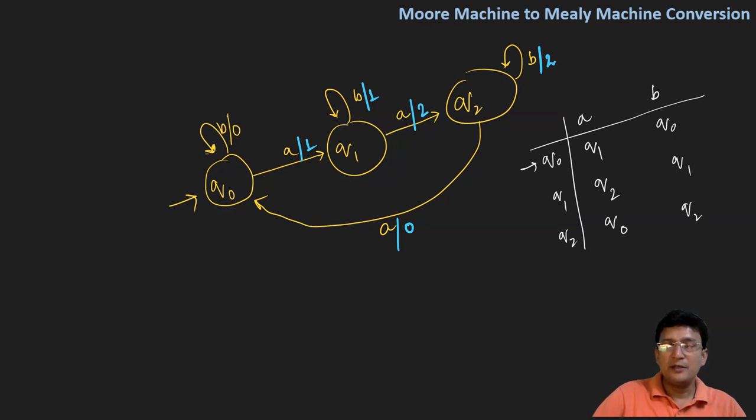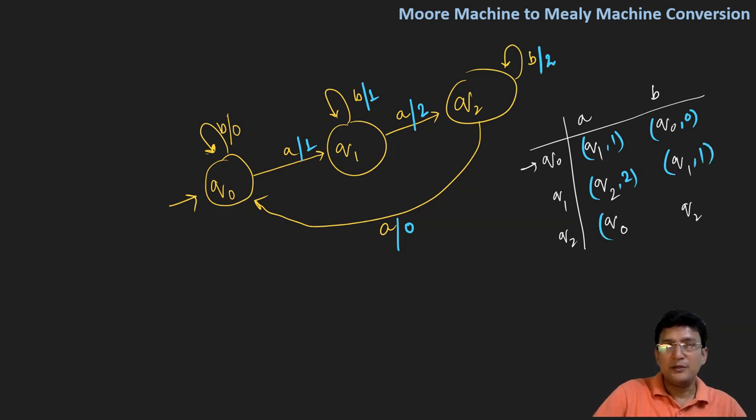And now let us define the output symbols that will be associated with these transitions. So Q0 on taking A moves to Q1, and the output associated with this is 1. Q0 remains at itself on B, so the output associated is 0. Q1 moves to Q2, and the output associated with this is 2. Q1 on taking the symbol B remains at itself, so the output associated with this is 1.